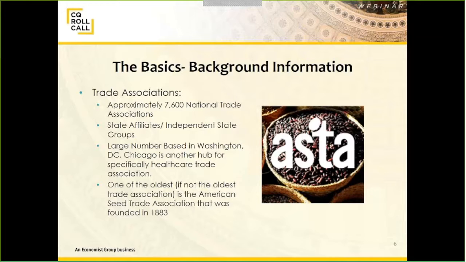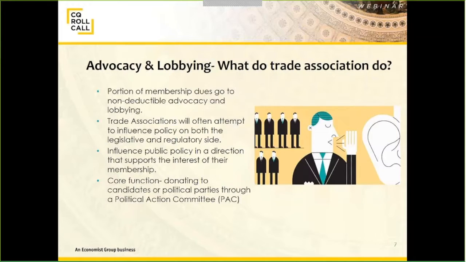One of the oldest, if not the oldest, trade associations is the American Seed Trade Association, and that was founded in 1883. A little bit of a historical note. Definitely interesting to note that trade associations have been around 100+ years. Yeah, I'm sure that there'll be some anniversary celebration coming up pretty soon for the existence of that. And I know that the Seed Trade Association still does a lot of great work.